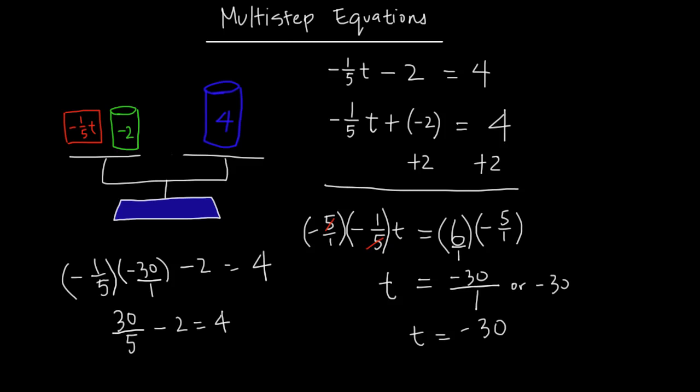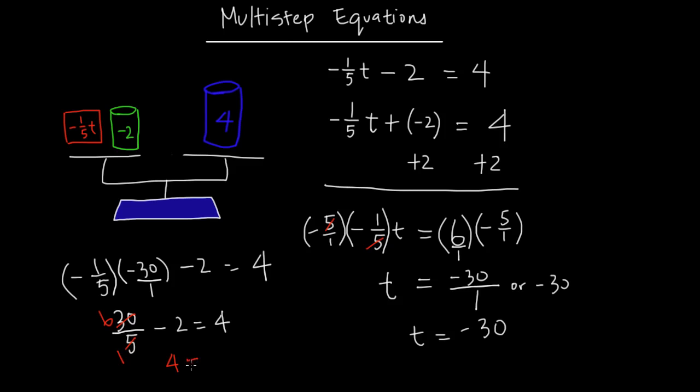Let me change the color here so we can see the simplification going on. When we simplify 30 and 5, how many times is 5 going into 30? Well, we know it's 6. Of course, once we've done that, this 5 becomes a 1. And so essentially what we'll have is 6 minus 2. And 6 minus 2 is 4.